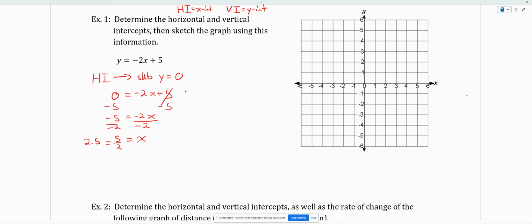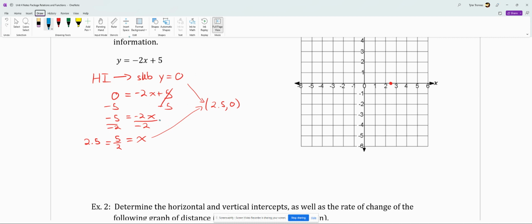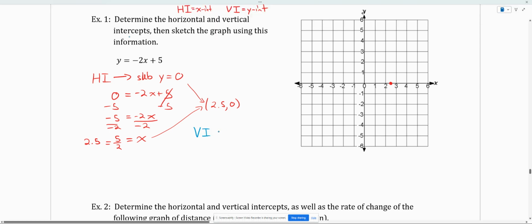This then tells me that I can conclude that I have a coordinate at 2.5 for x and 0 for y. So that's going to be right about here on my graph. Next, we're going to plot the vertical intercept, the VI, which again says I have to substitute x equals 0. So we're going to do that now. I'm just going to underline both of these to show where both of our work was.